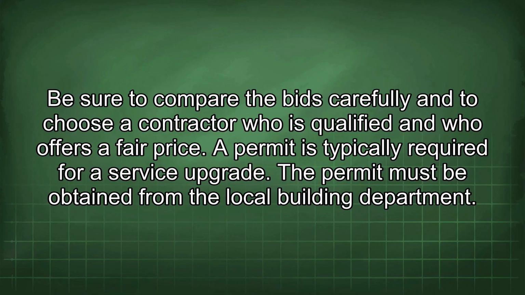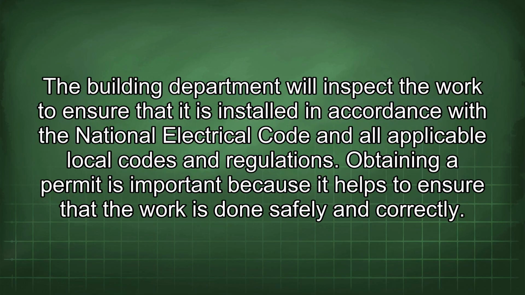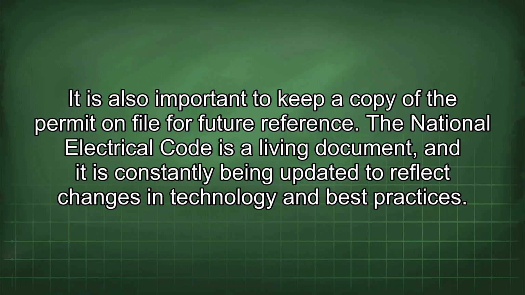The permit must be obtained from the local building department. The building department will inspect the work to ensure that it is installed in accordance with the National Electrical Code and all applicable local codes and regulations. Obtaining a permit is important because it helps to ensure that the work is done safely and correctly. It is also important to keep a copy of the permit on file for future reference.